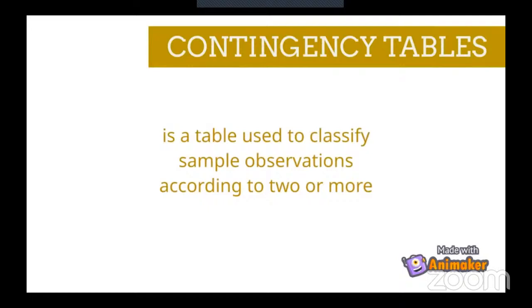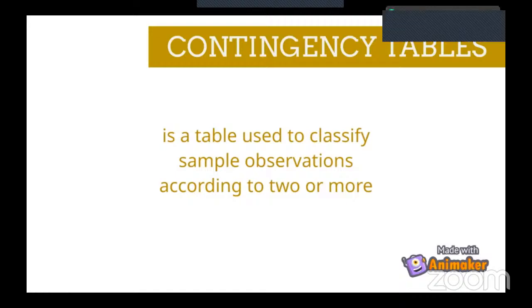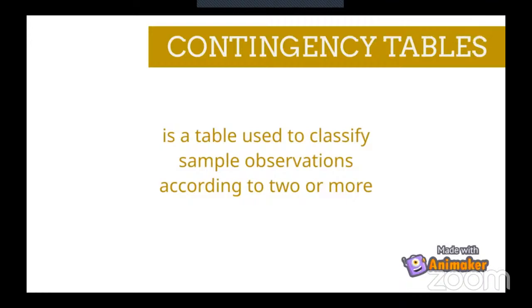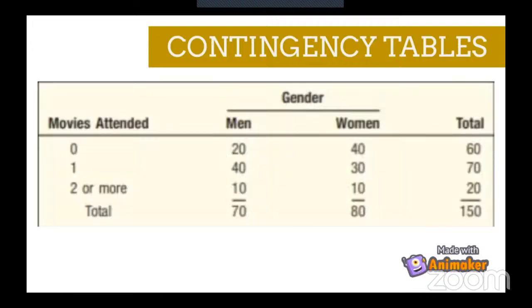A contingency table is a table that is used to classify sample observations according to two or more identifiable characteristics. A contingency table is a cross-tabulation that simultaneously summarizes two variables of interest and their relationship. The level of measurement can be nominal. For example, a survey of 150 adults classified each as to gender and the number of movies attended last month. Each respondent is classified according to two criteria: the number of movies attended and gender.